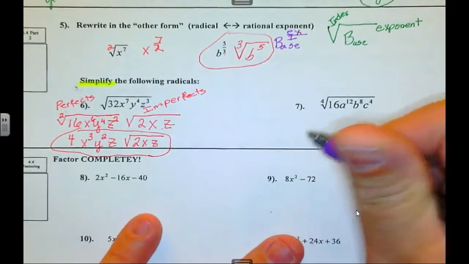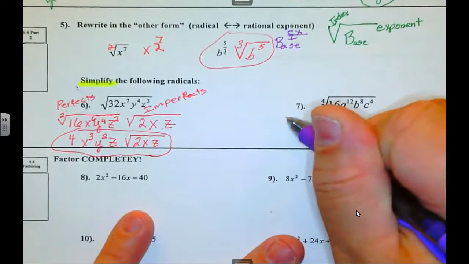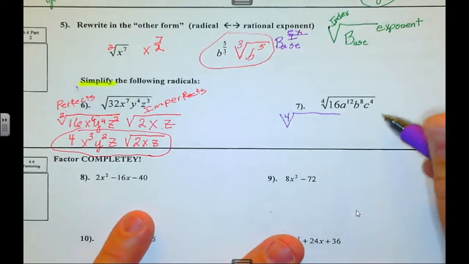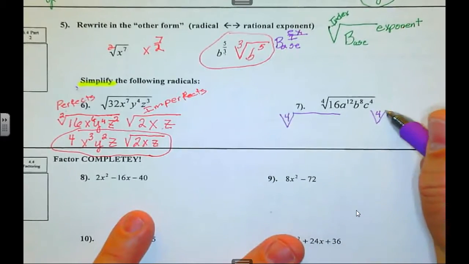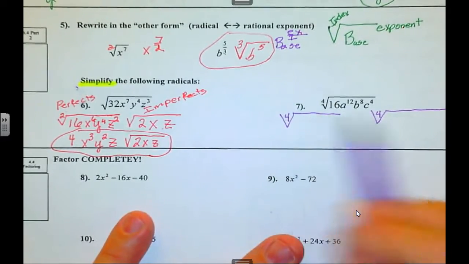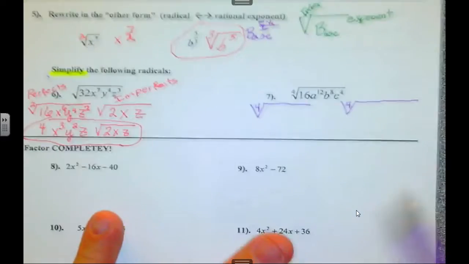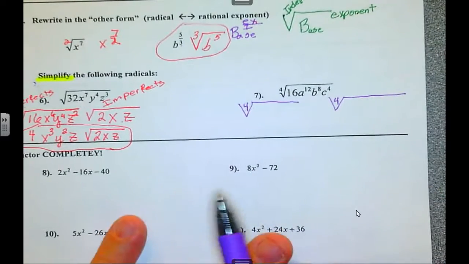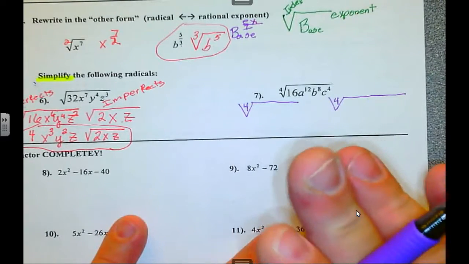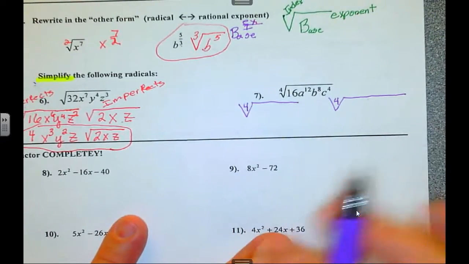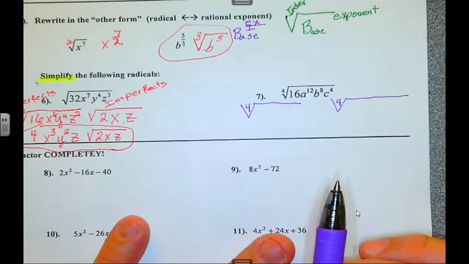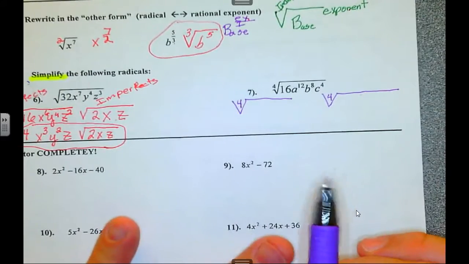I think I might just read it to you. Okay, here I have 4th roots, perfect and imperfect. What's the highest perfect 4th root that goes into 16? Look at your card. 4th root. 2.